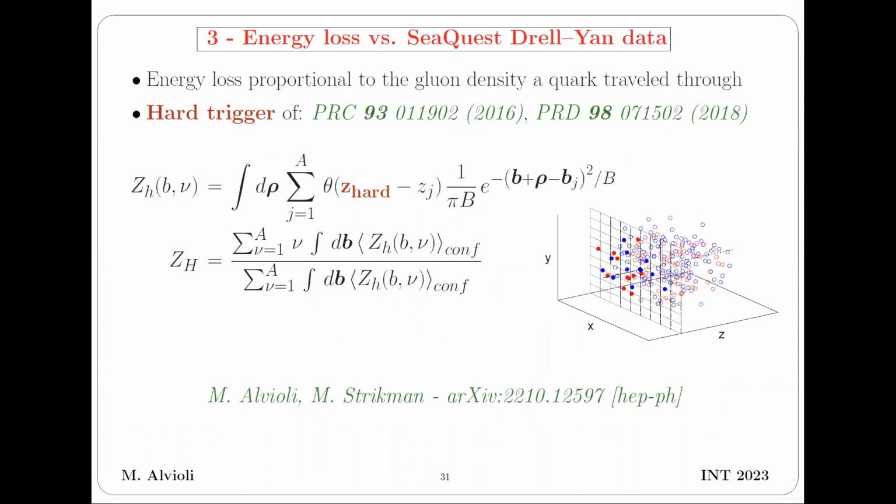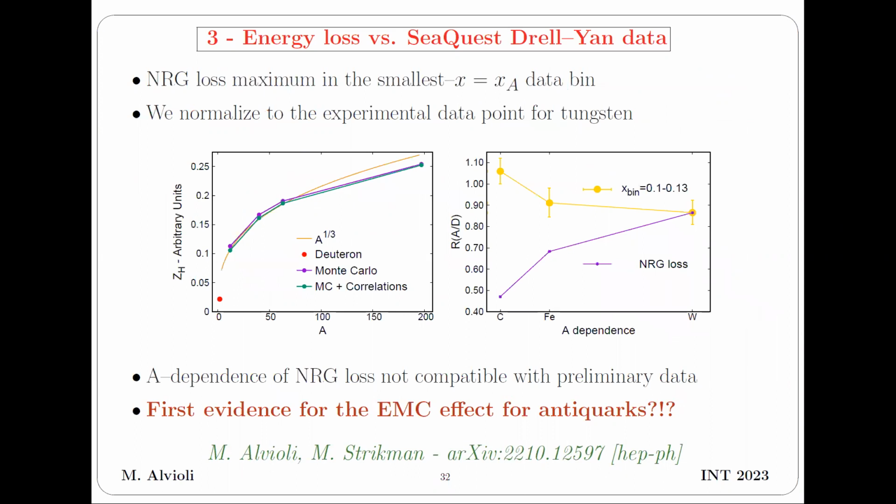So we estimated the strength of this energy loss effect using this formulation as a function of the position of z hard, which is the hard interaction point. And we estimated an A dependence of this kind of energy loss effect. What we got is in the left figure here, where we consider the range of nuclei going from carbon to gold.